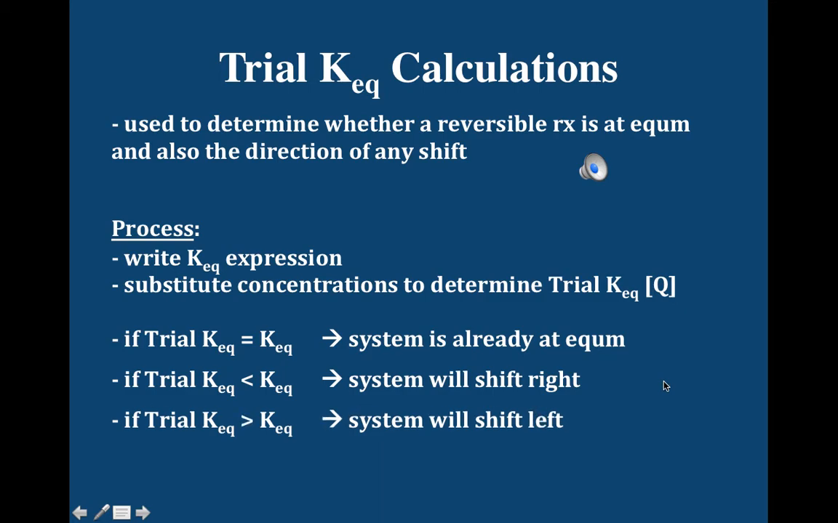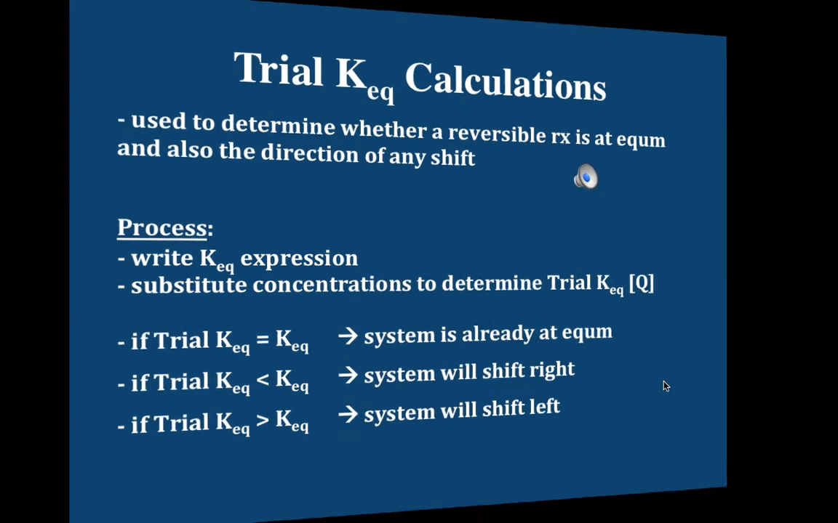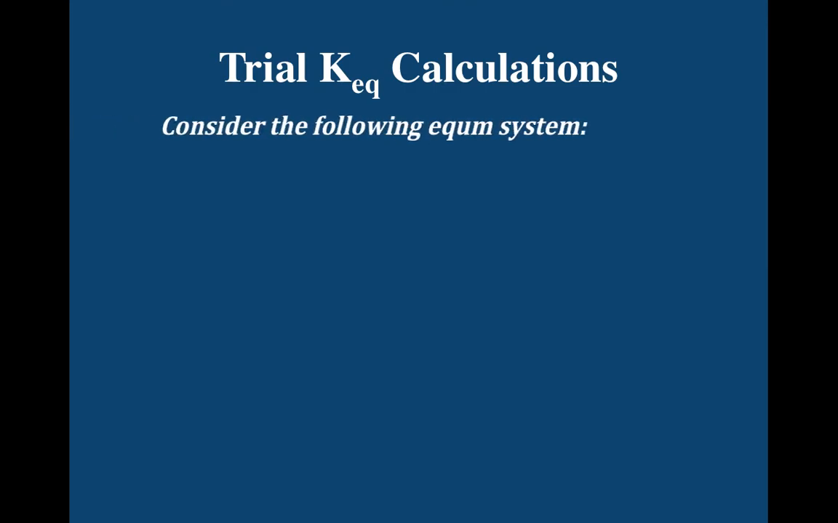And obviously, if the trial KEQ is bigger than the KEQ, it means we have too much products, and the equilibrium has to shift left to reach KEQ. So that's your process, hopefully pretty straightforward. Let's see what we got here.